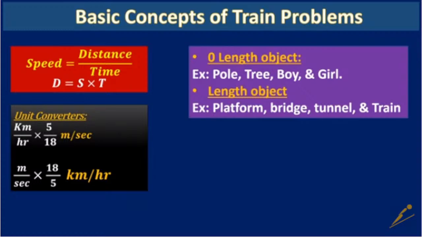To convert meters per second into kilometers per hour, simply multiply by 18 over 5.